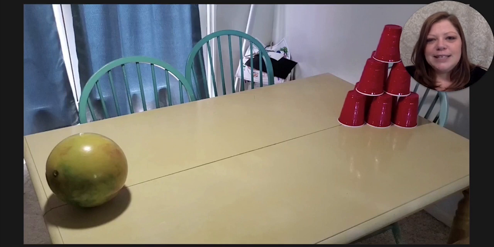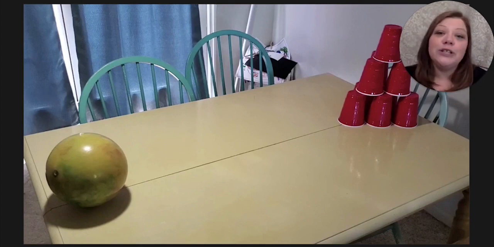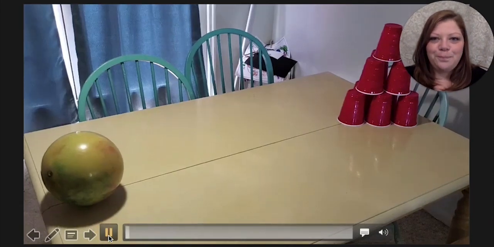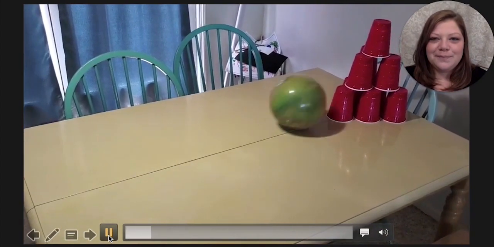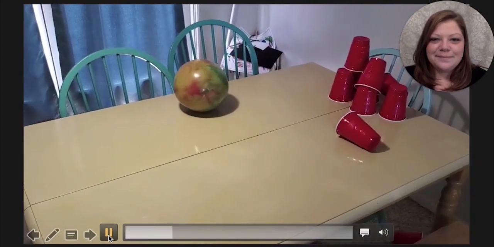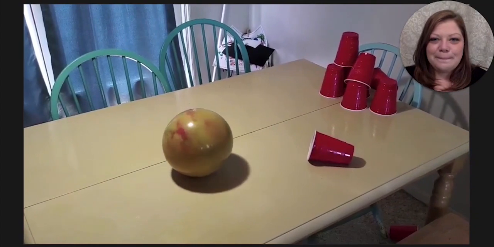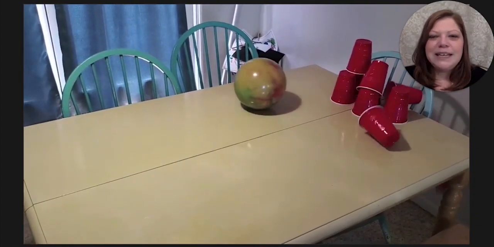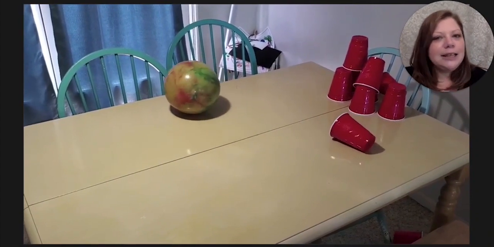All right, let's take a look and see what happens. Now you're doing this activity at home, hopefully, but you can always use my video as well. Let's see what happens when we give the ball a gentle roll. Notice how we just tapped the ball. We didn't give it a strong push. We just lightly rolled it.